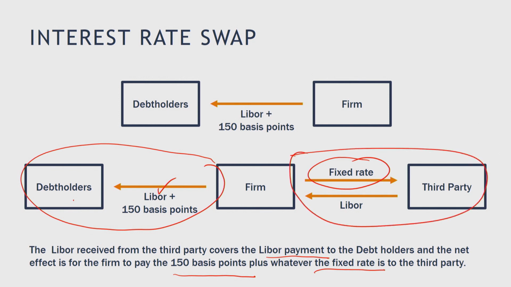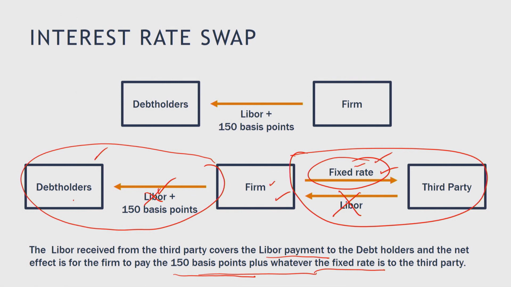Now, what's important here is this is a contract and this is a contract. The third party is not paying LIBOR to the debt holders, but rather it's paying it to the firm. The same thing, the firm is not paying a fixed rate to the debt holders, but in fact is paying it to the third party. But the net effect of these two things is the total cost is the fixed rate plus 150 basis points. So these LIBOR payments cancel out, and it's 150 basis points plus the fixed rate.